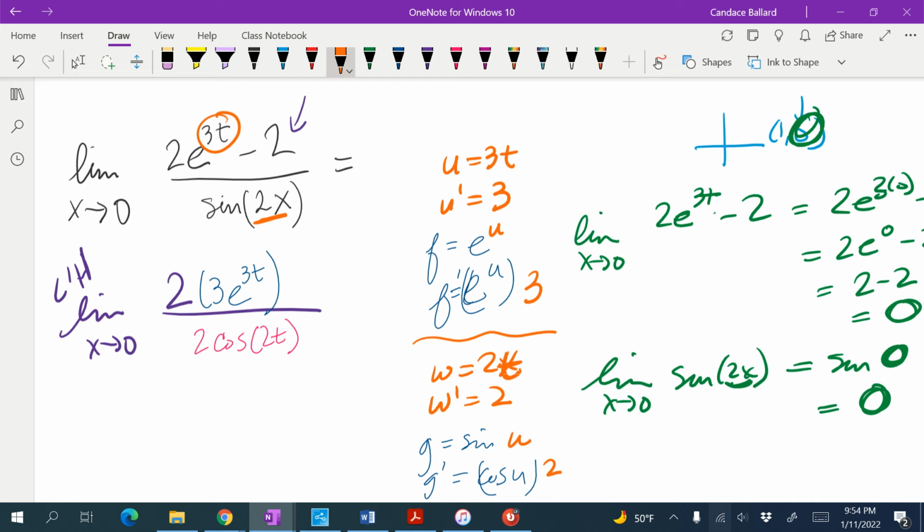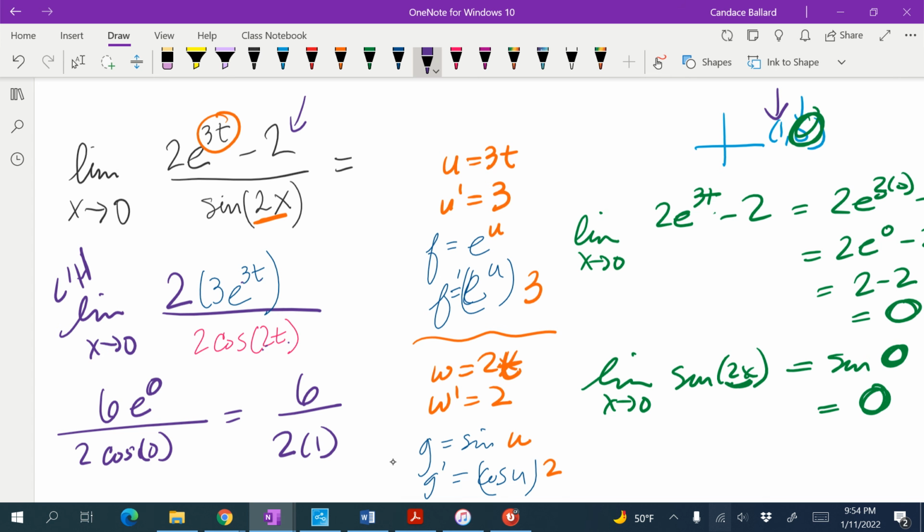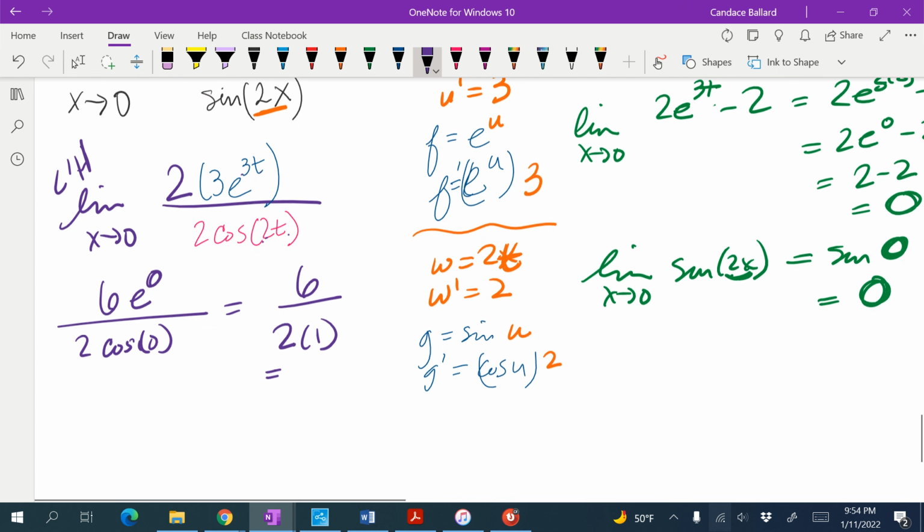All right, let's go ahead and plug in our 0 and see what happens this time. So 2 times 3 is 6. e to the 3 times 0 is e to the 0. Over 2 cosine of 2 times 0, which is cosine of 0. Anything to the 0 power is 1, so 6 times 1 is 6, over 2 times cosine of 0, which is 1. So if I divide that out, I end up with my limit equal to 3.